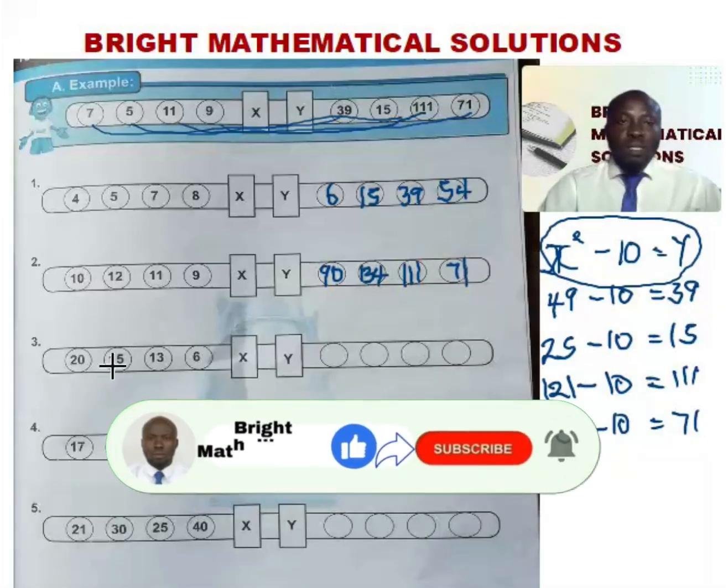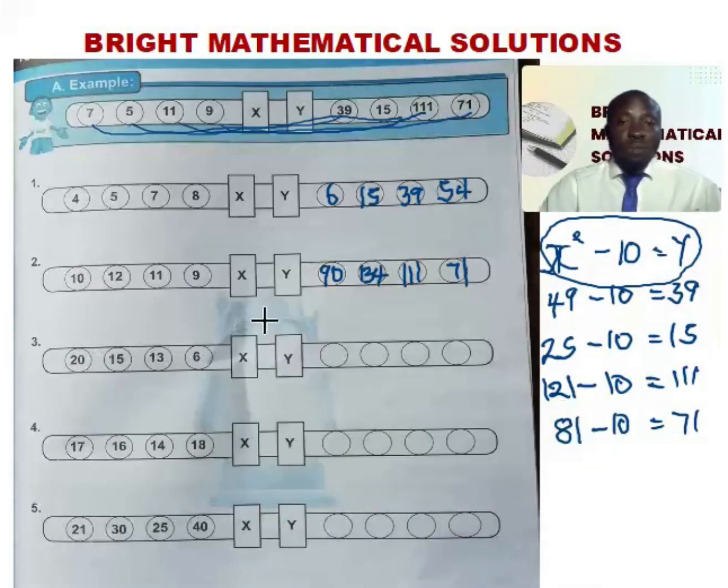So we'll repeat the same thing. 20 raised to power 2, that gives us 900. Subtract 10 from it, that gives us 390. 15 raised to power 2, so this gives us 225. Subtract 10 from it, we get 215. 13 multiplied by 13, that is 169. Subtract 10 from it, that gives us 159. 6 multiplied by 6, 36. Subtract 10 from it, that gives us 26.